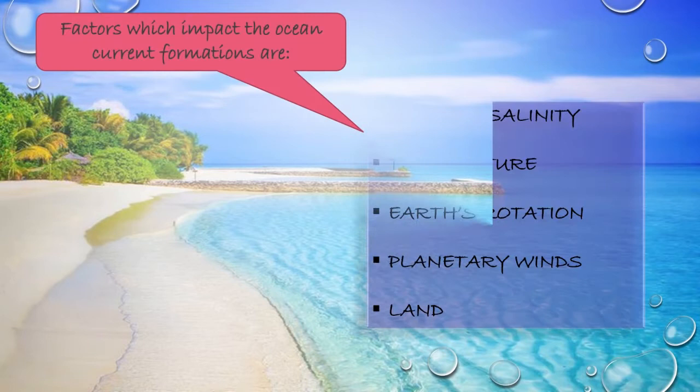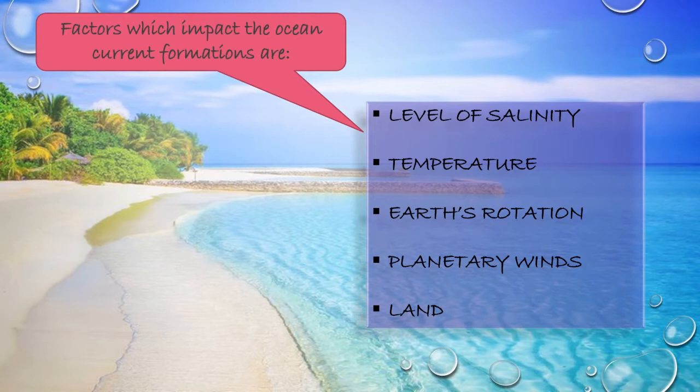Now, let us understand the factors which impact ocean current formation. The first one is the level of salinity, then temperature, Earth's rotation, planetary winds, and land. Let us see all these factors in detail.